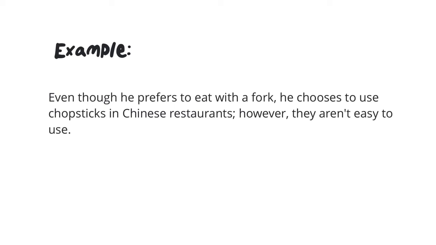Even though he prefers to eat with a fork, is our dependent clause because it cannot stand on its own. It would be a sentence fragment. He chooses to use chopsticks in Chinese restaurants. That is an independent clause. However, note the format. He's combining these two sentences with a semicolon and a transition word, but you need the comma also. They aren't easy to use. And that is the completion of our second independent clause.